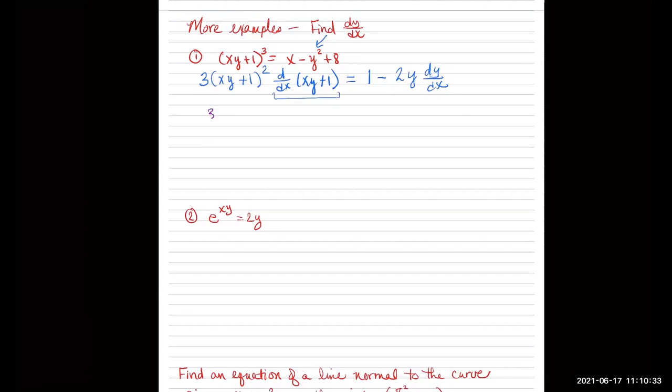So we have 3 times (xy plus 1) squared times the first times the derivative of the second plus the second times the derivative of the first, but the derivative of x is 1. The derivative of 1 is 0. So in that step, the calculus part is over. Okay, we have taken the derivative, but now we have to do some algebra stuff. So any questions to there?